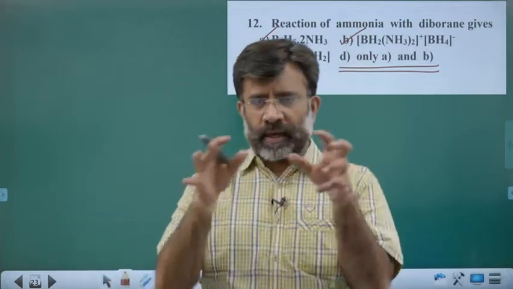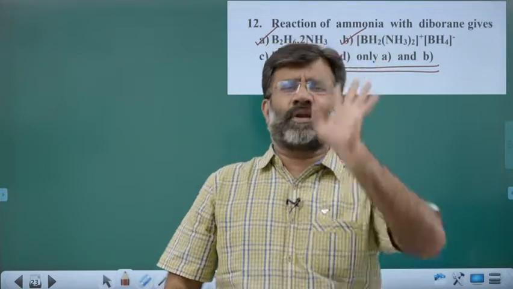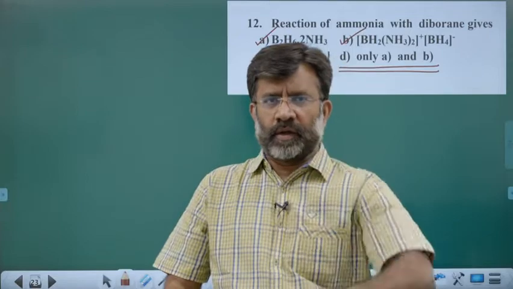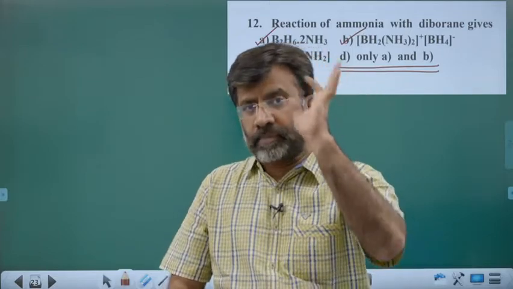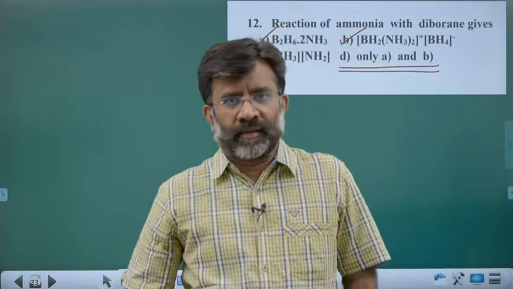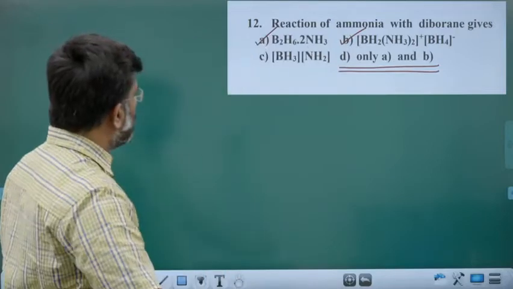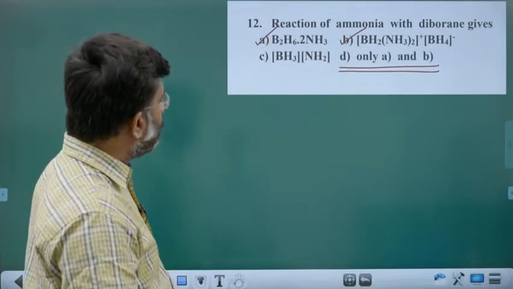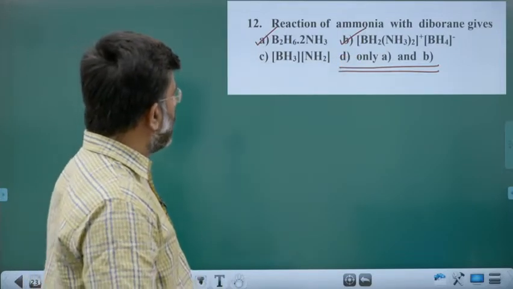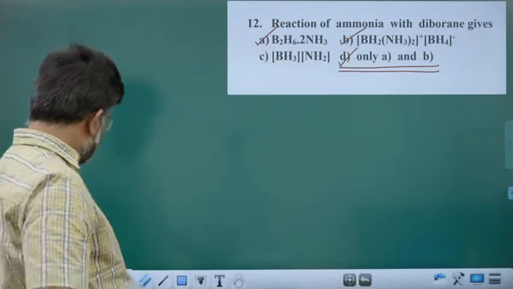Whenever diborane reacts with ammonia, initially what do you get? It can give several products. One of the famous products is borazine, borazole, the so-called inorganic benzene, and it can even form boron nitrides. But initially what you get is B2H6·2NH3, which can be formulated correctly as option B. And the answer is option D.